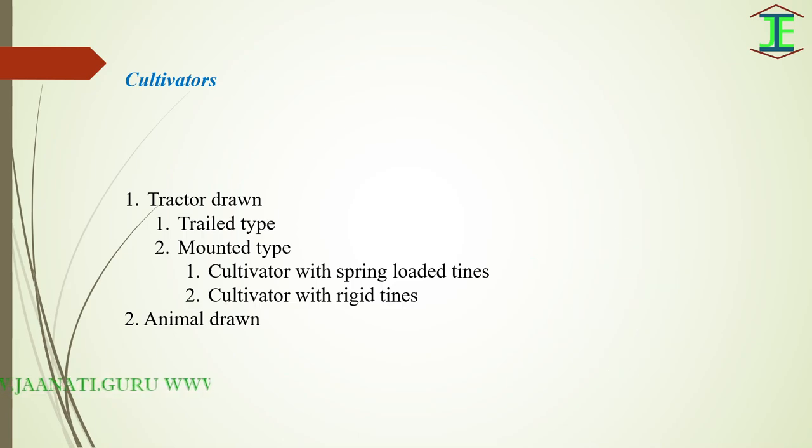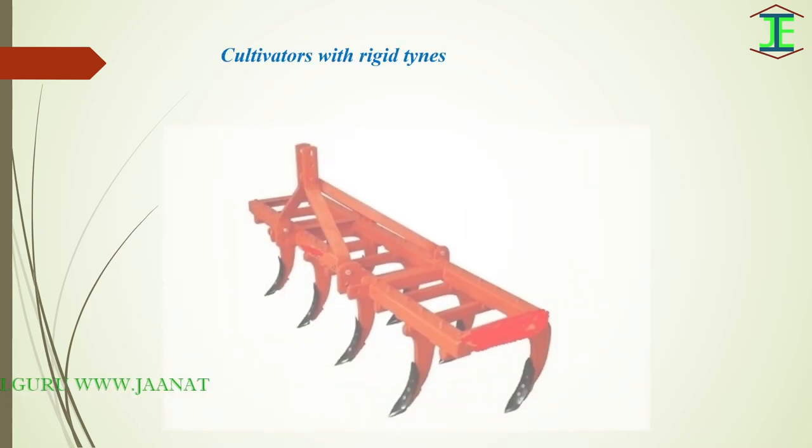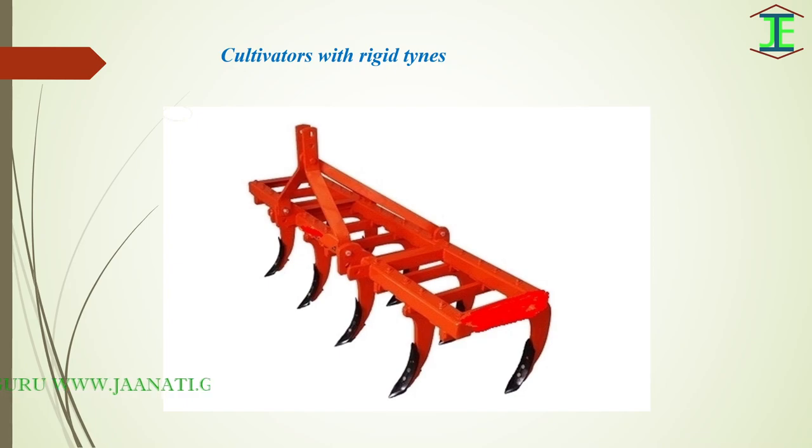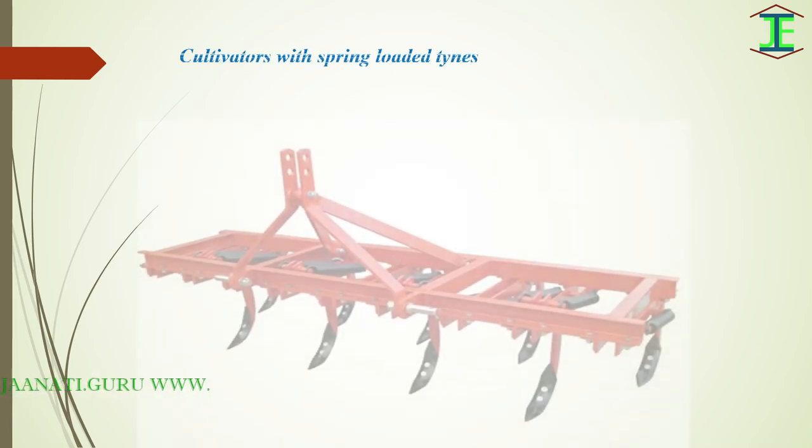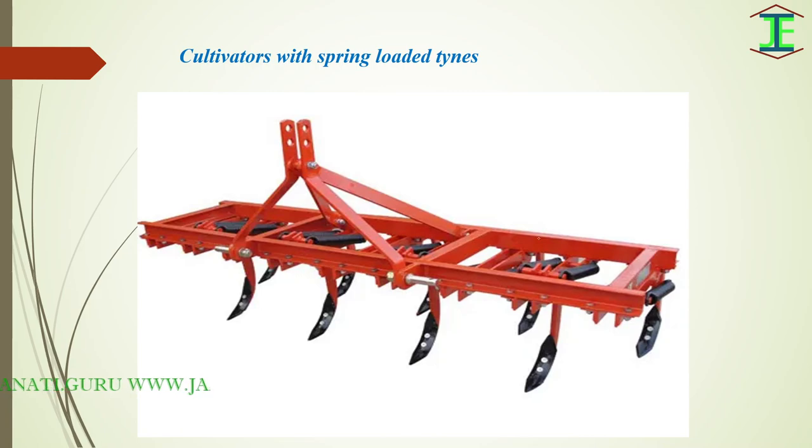Cultivator with rigid tines. In this cultivator, the tines are fixed to the frame. This is the cultivator with rigid tines. The tines are fixed to the frame. This part is called the shovel. Cultivators with spring-loaded tines. Here there are springs, so that when an obstacle comes, it lifts the implement so that it can escape from damage.